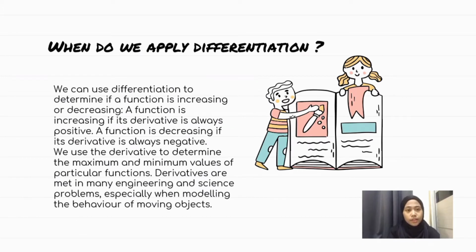When do we apply differentiation? We can use differentiation to determine if a function is increasing or decreasing. A function is increasing if its derivative is always positive. A function is decreasing if its derivative is always negative. We use the derivative to determine the maximum and minimum values of a particular function. Examples are cost, strength, amount of material used in a building, profit, loss, and others. Derivatives are used in many engineering and science problems, especially when modeling the behavior of moving objects.